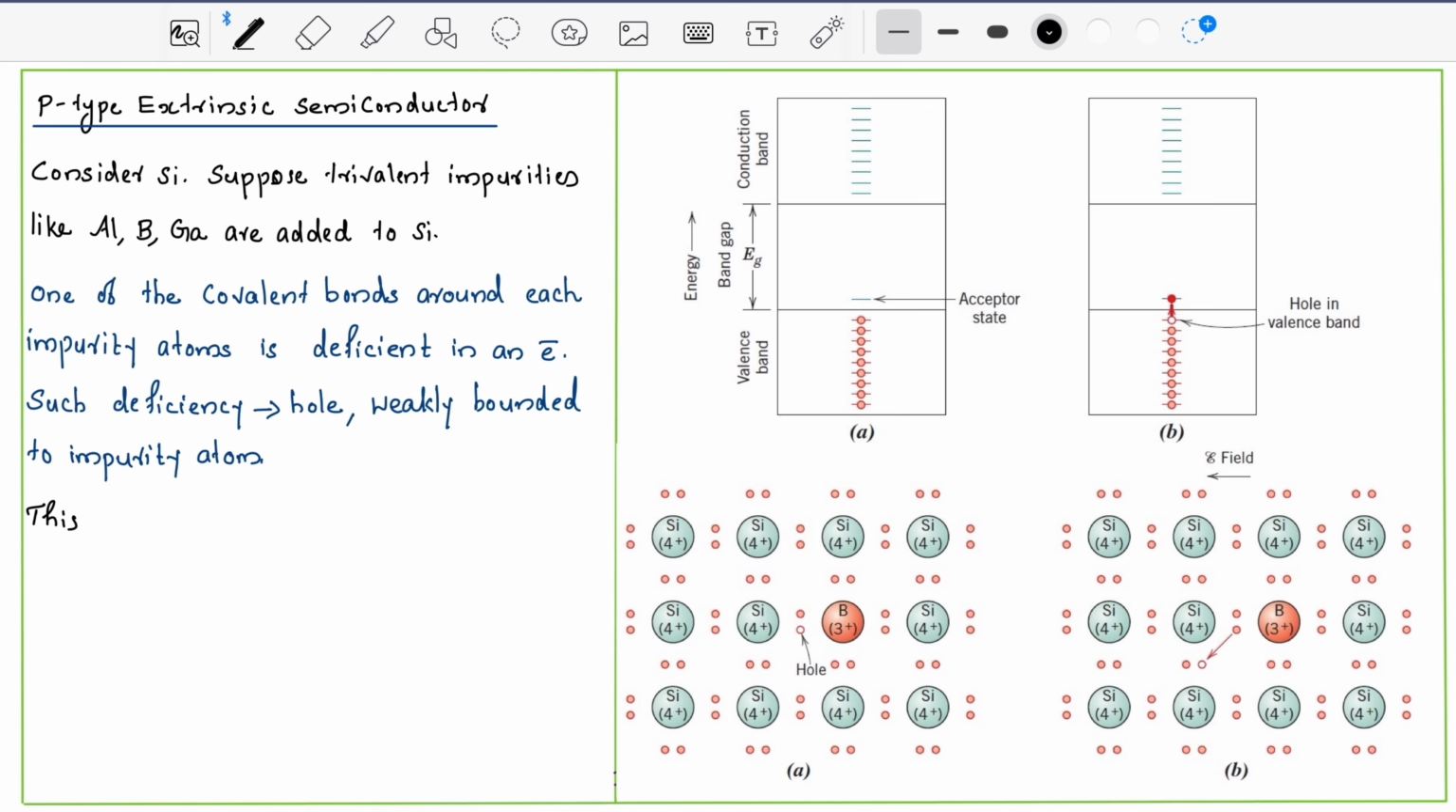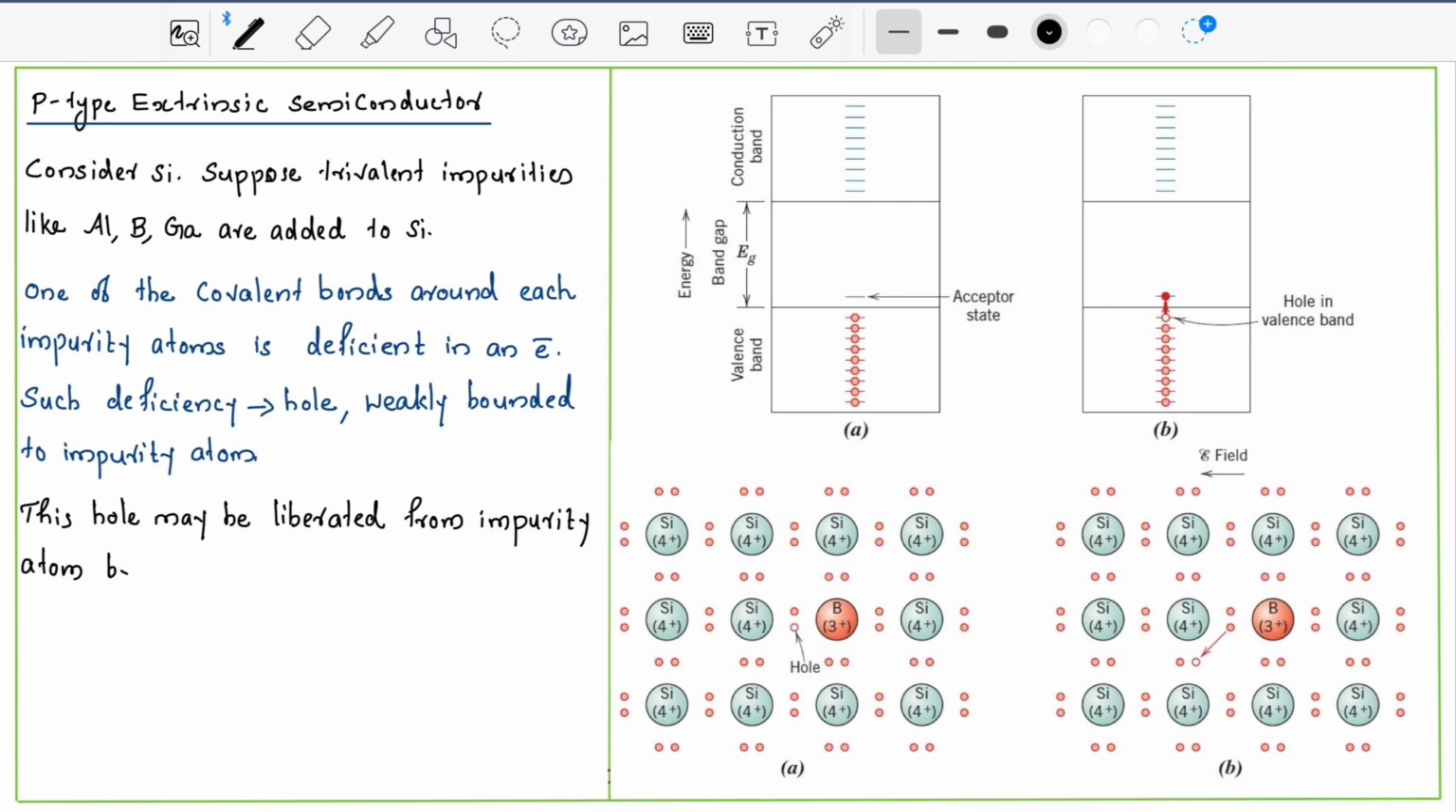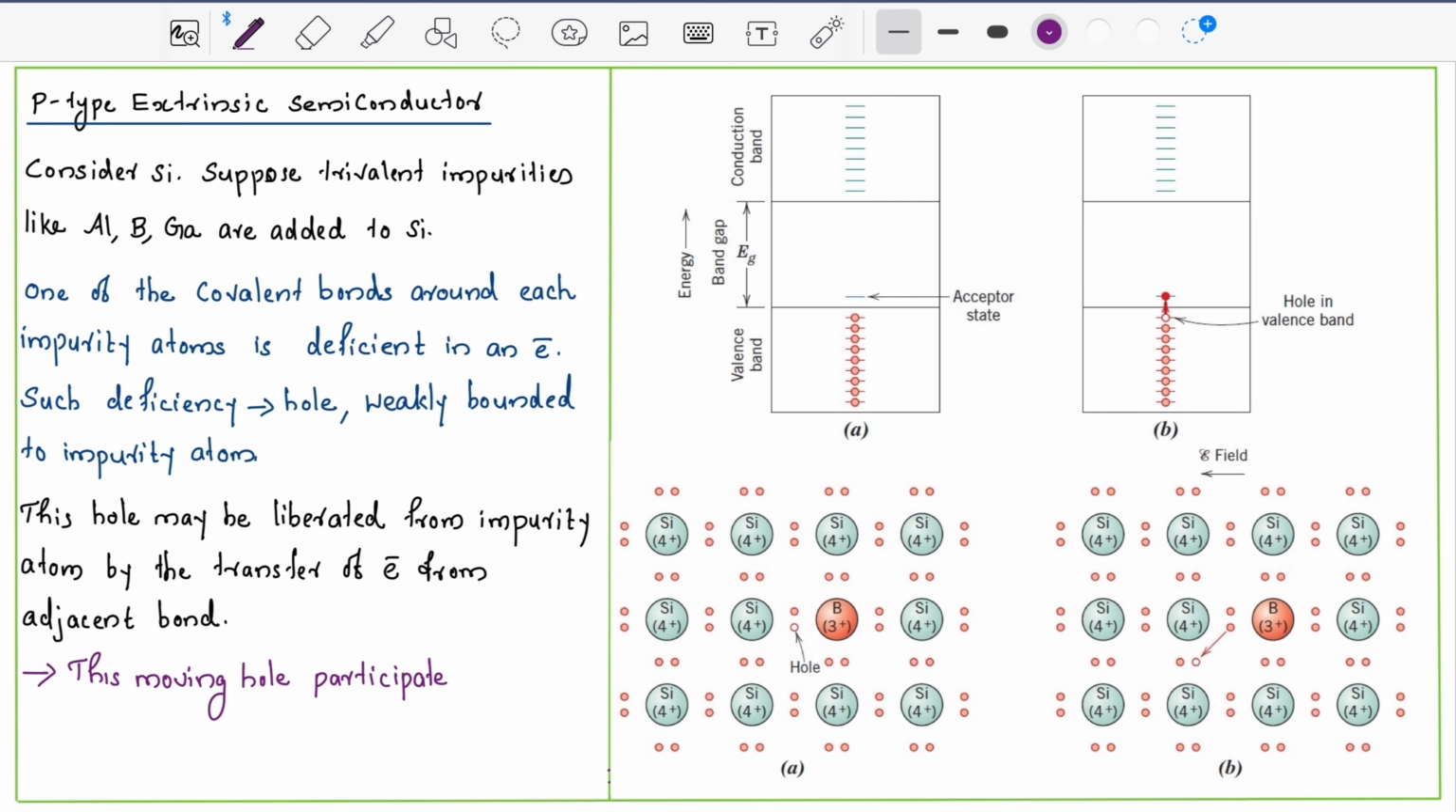Now, in order for this hole to participate in the conduction process, this hole must be liberated from the impurity atom. The hole is liberated from the impurity atom by the transfer of an electron from an adjacent bond. By the transfer of the electron from the adjacent bond, now the hole is free, and when you apply an electric field, this hole will move and participate in the conduction process.